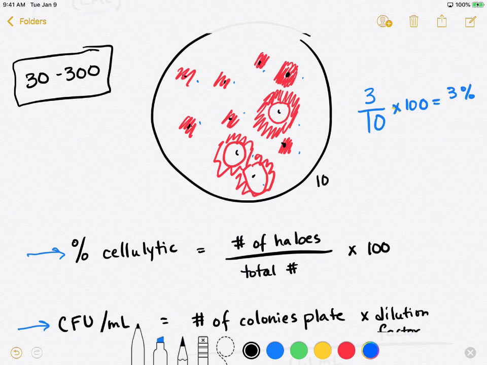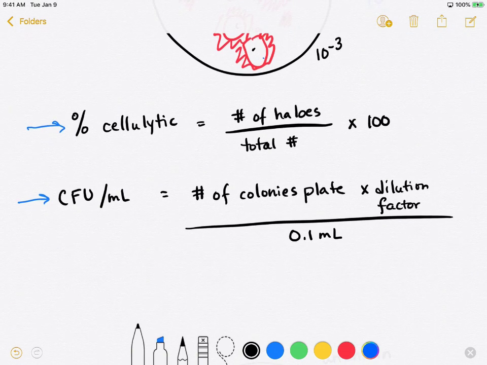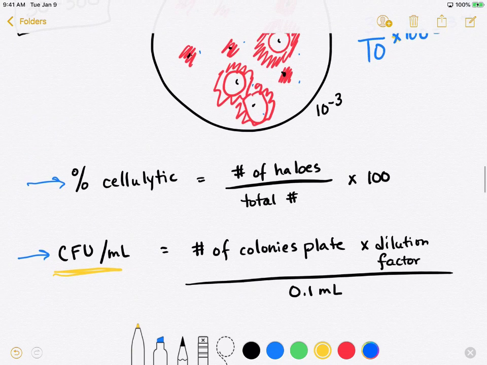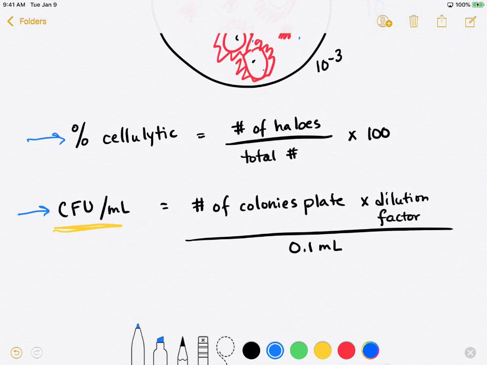Looking at this plate, we can say that this is our particular plate with a 10 to the negative 3 dilution on it. Looking at that, we'll be able to figure out the CFUs per mL by using this second equation. We calculate the total number of colonies on this plate, in this case 10, times our dilution factor. Notice it's the factor, so that's the number that's bigger than 1, so 10 to the third. And then we would divide by 0.1, and this would give us our overall CFU per mL, or again, how many culturable bacteria are on that plate.